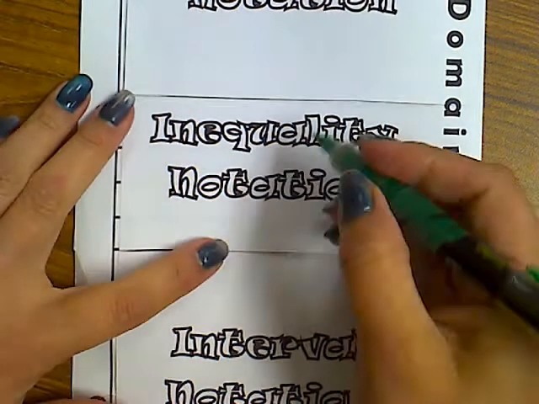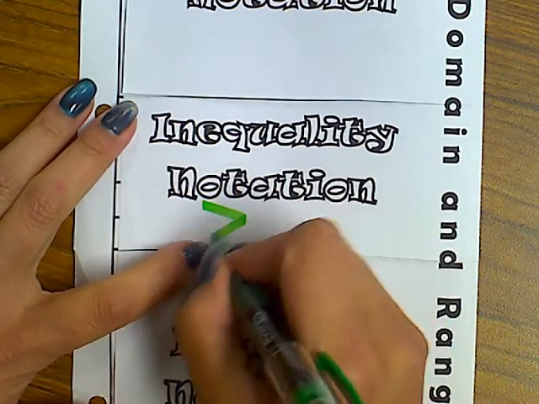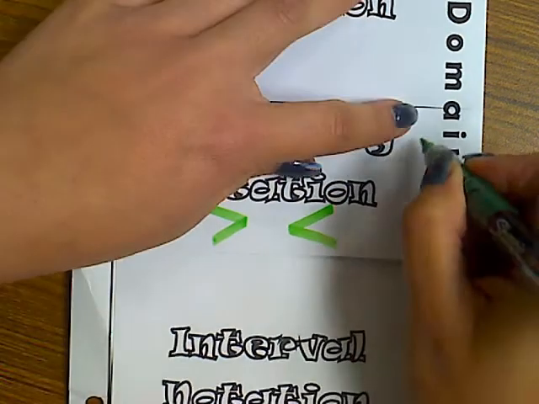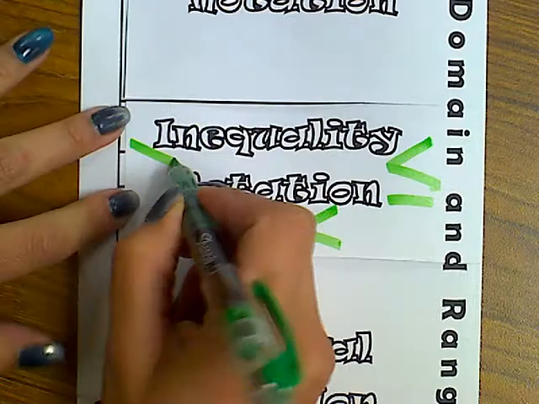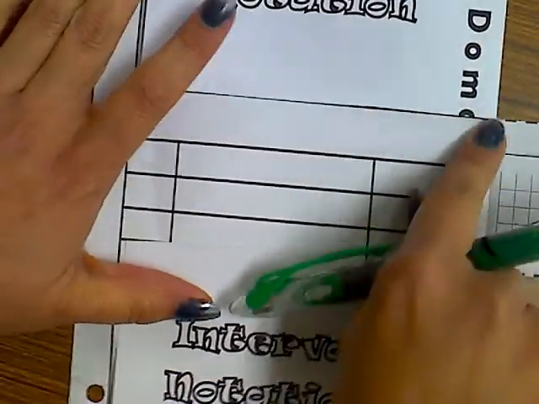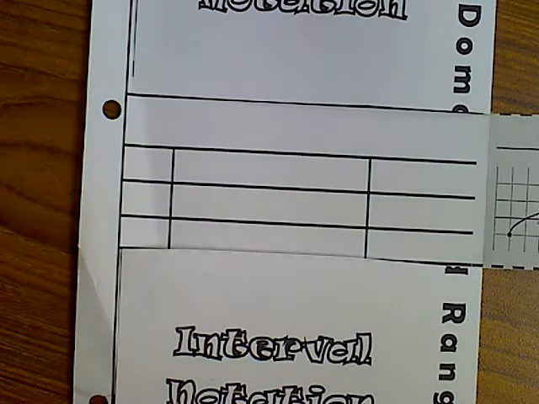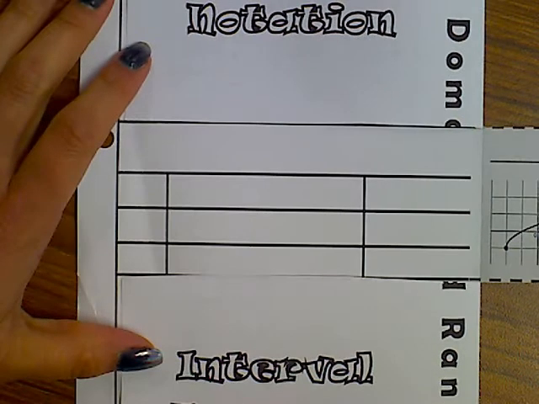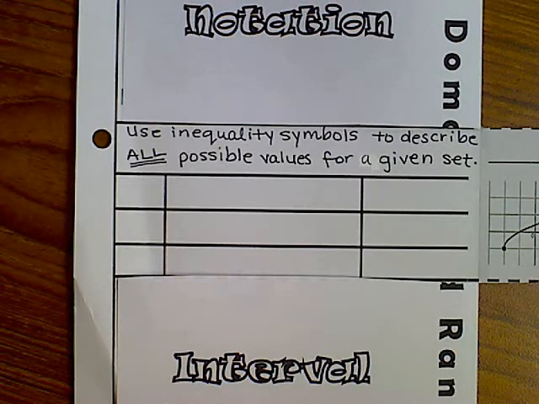Inequality notation uses inequality symbols such as greater than or equal to. So, since it didn't record, obviously, let's go ahead and talk a little bit more about that. We use inequality symbols to describe all possible values for a given set.